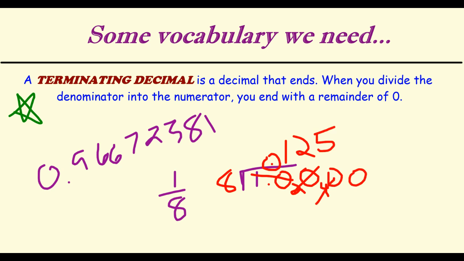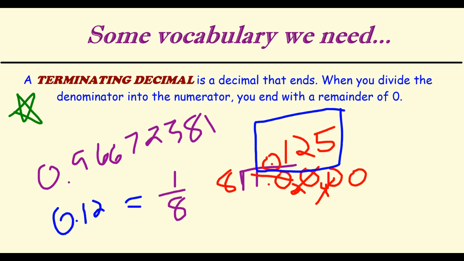So no matter how many times we continue dividing into the zeros, we're just going to end up with zeros. And so the only interesting decimal digits that we have are 0.125 or 125 thousandths. That is the decimal form of 1/8. That is the idea of a terminating decimal.